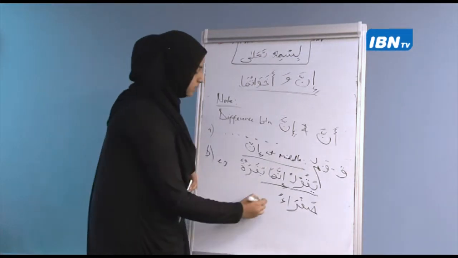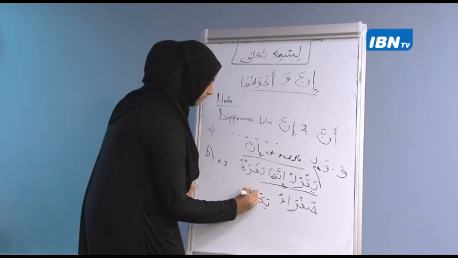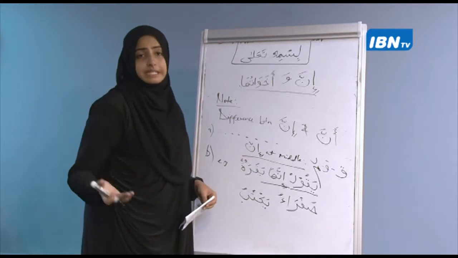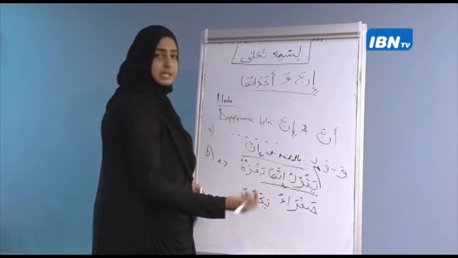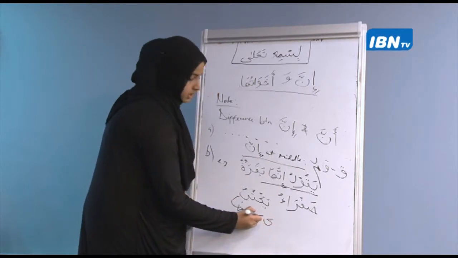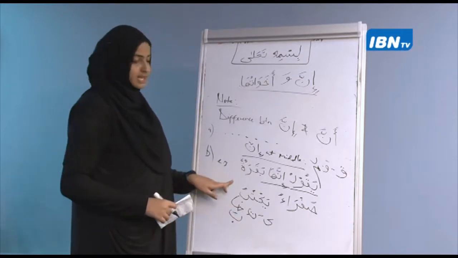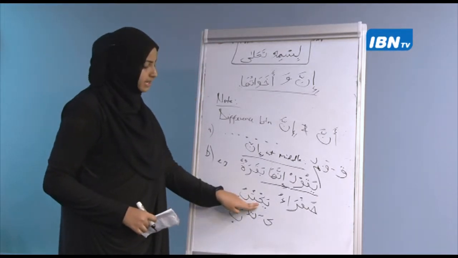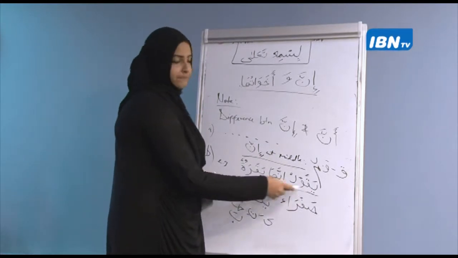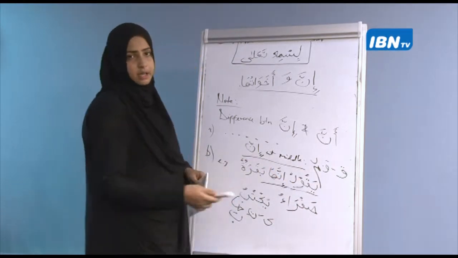If I say يكتب, for example, it's again fi'lul mudari, it's present tense, he writes. So what are the root letters? The root letters for this are kaf, ta, and finally ba. So these types of words have root letters, kaf, ta, ba. And for يقول, my root letters are qaf, waw, lam.